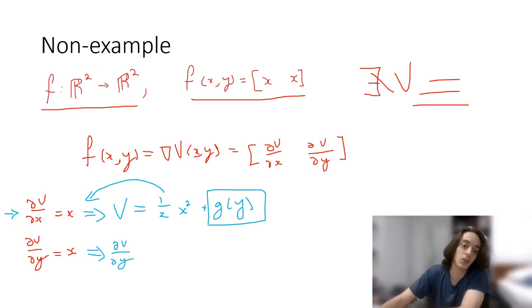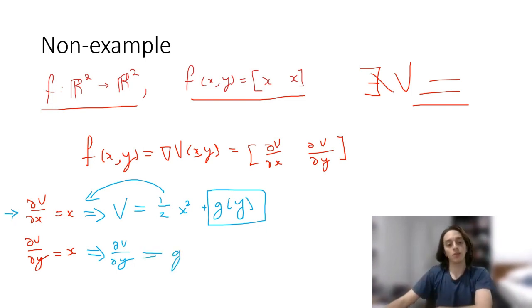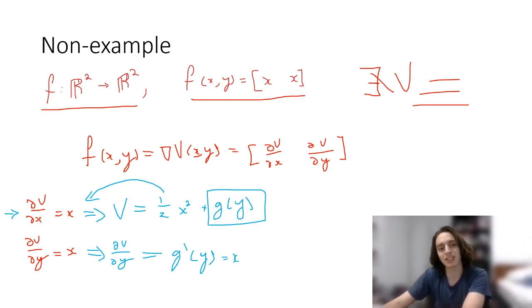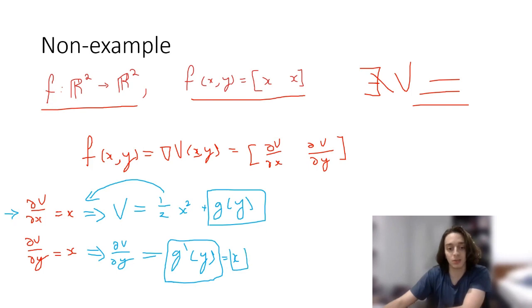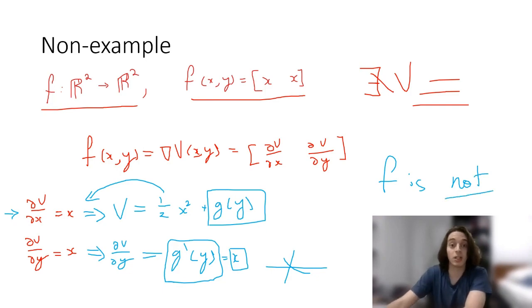But if you differentiate this with respect to y, you get the form dv/dy. The first term goes to 0, since half x squared doesn't depend on y, but g of y completely depends on it, so you just end up with g prime of y. But this is equal to x, and this is problematic. How can the derivative of a function only dependent on y depend on an independent variable, x? This cannot happen, hence you have a contradiction. Hence, f is indeed not a gradient function.